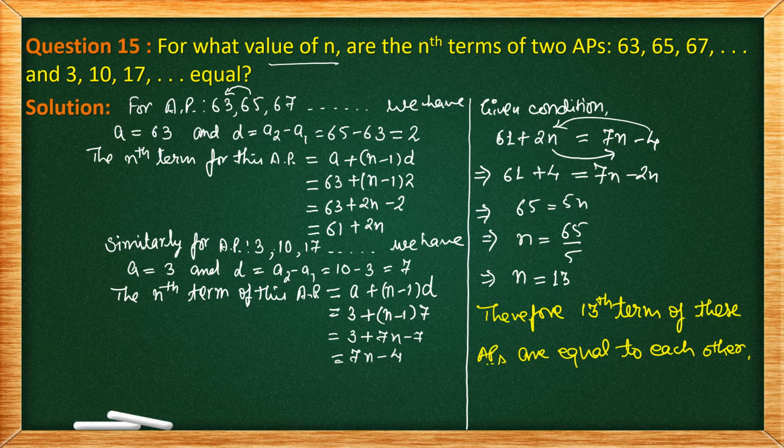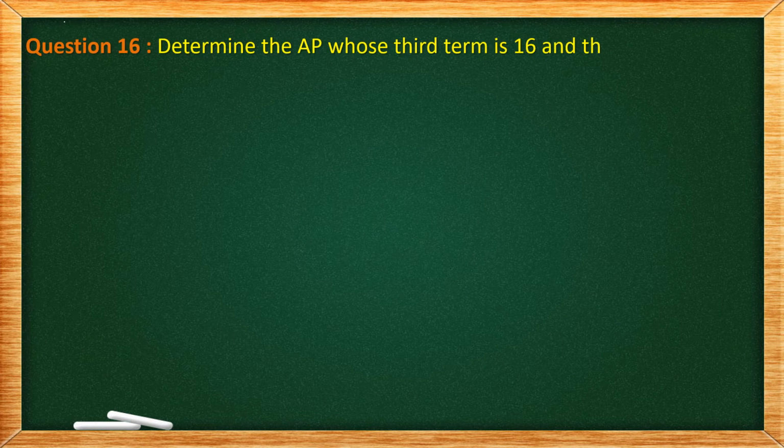Again, I want to repeat the strategy. The strategy was we have to find out the nth term for both the APs. Then we have to equate these to find out the value of n. Now let's solve question number 16. This is: determine the AP whose third term is 16 and the seventh term exceeds the fifth term by 12.